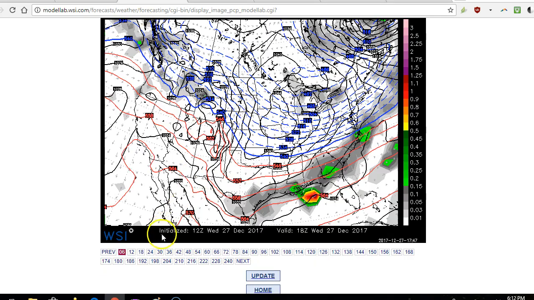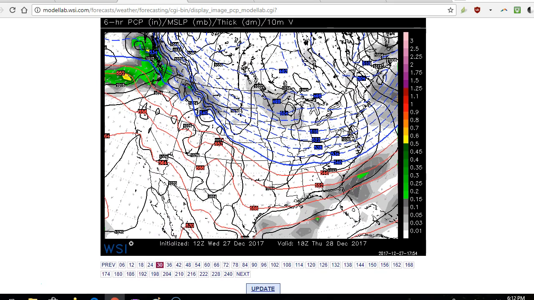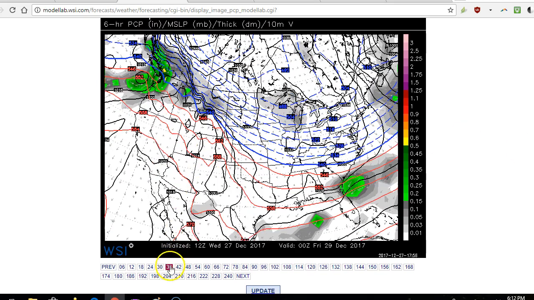We'll look at the surface response on the European model. Again, this is from the WSI Model Lab, these plots.